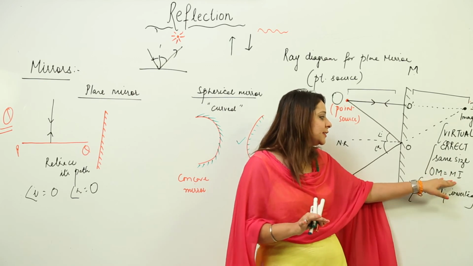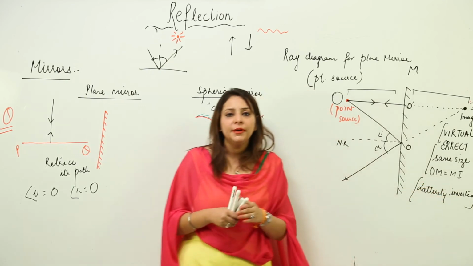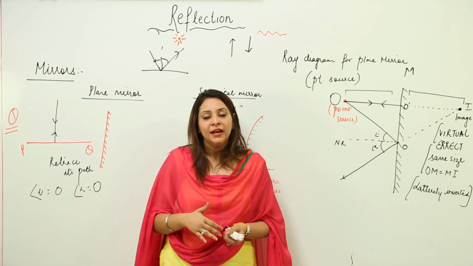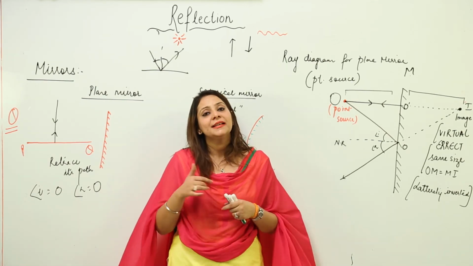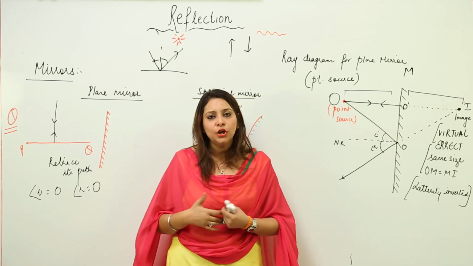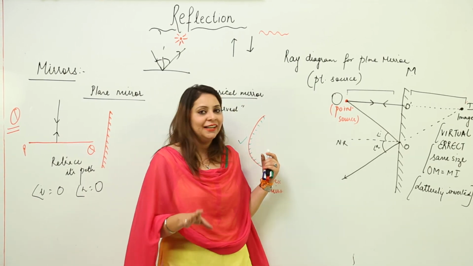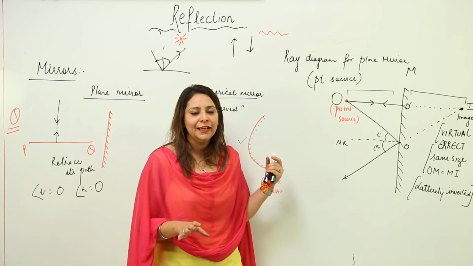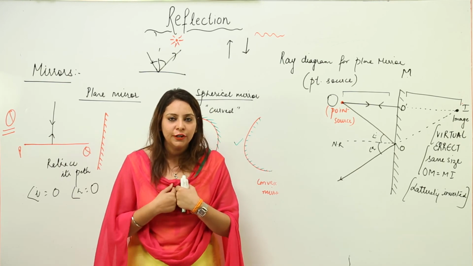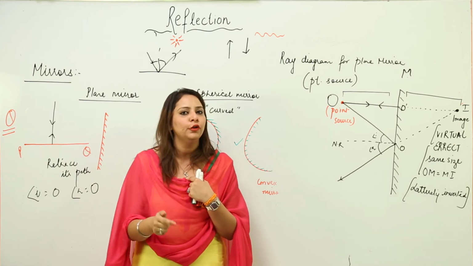And moreover, the distance of object from mirror is the same as the distance of image from mirror. Suppose you have a mirror, and if you are moving towards the mirror, then your image is also moving towards the mirror. And if you are moving away from the mirror, at the same time your image is also moving away from the mirror. It's not like that if you see yourself in a mirror, you are moving away and your image is still there. It happens in the horror movies, but not in real life. So whenever you observe yourself in a plane mirror, the distance of your object from mirror will be equal to the distance of your image from the mirror.